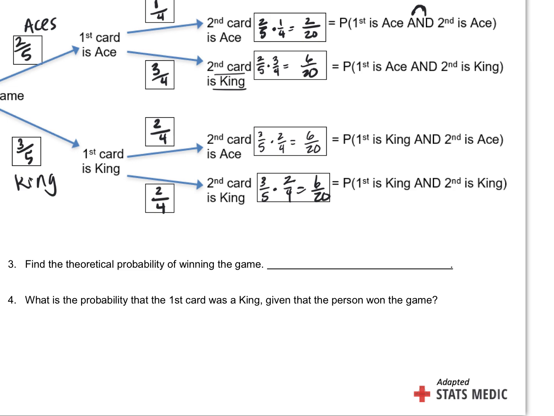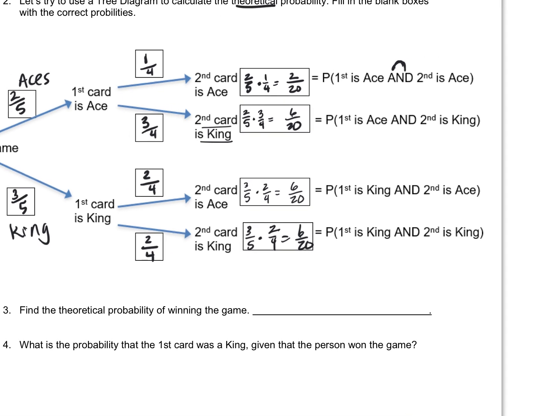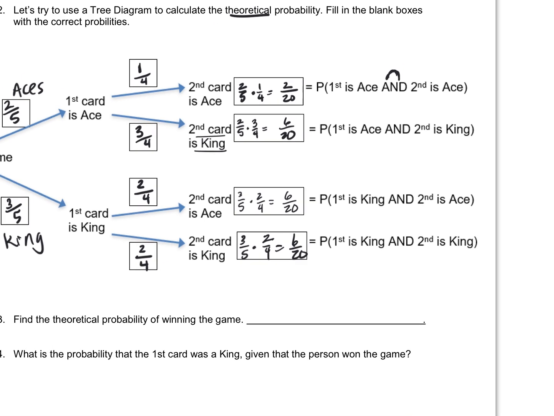Now, that being said, find the theoretical probability of winning the game. Well, how can you win the game? You either get both kings or both aces. To win, you either have 2 aces or 2 kings, right? And if it's an or, 2 aces or 2 kings. Remember with or, we're just adding.